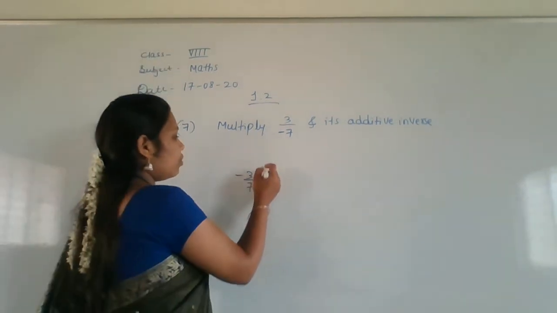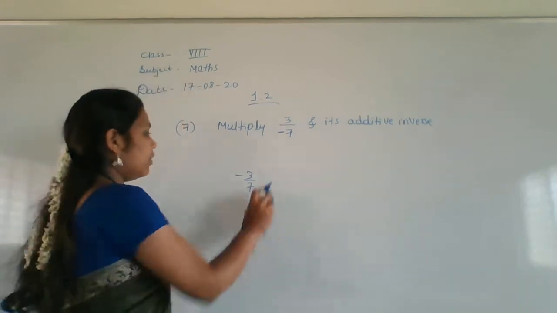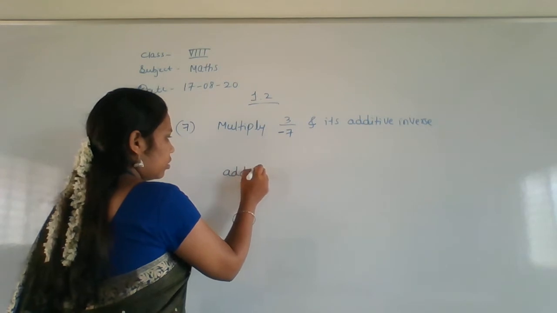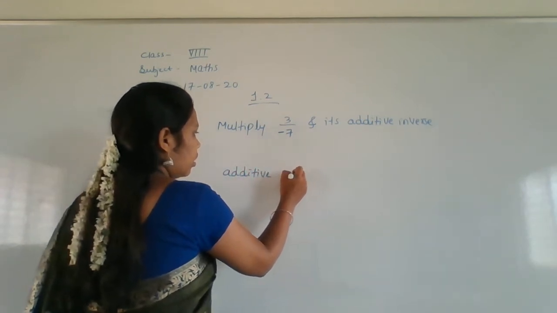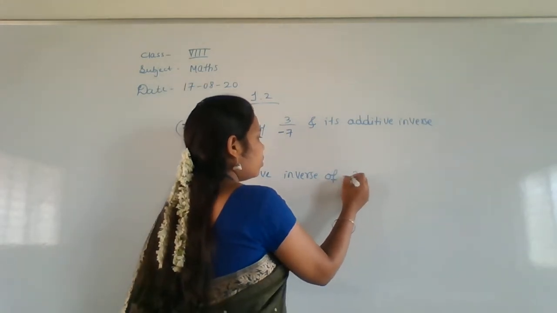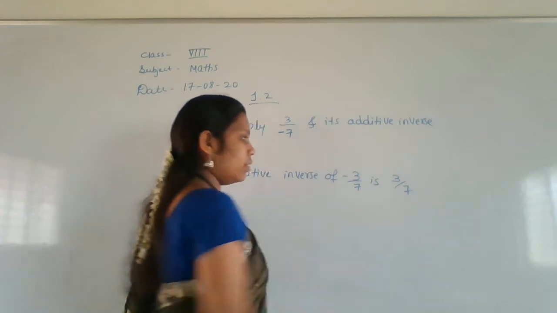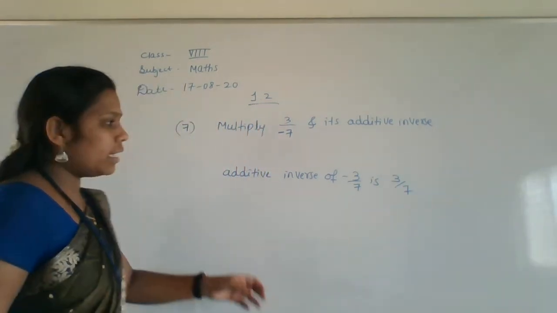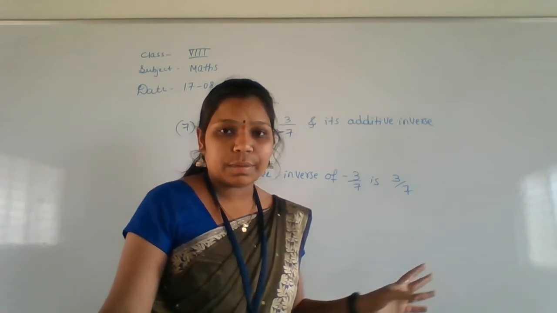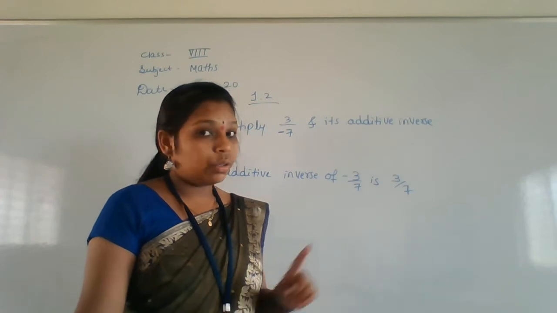Okay, so right here, the additive inverse of minus 3 by 7 is 3 by 7. Additive means minus 3 by 7 plus 3 by 7, you will get the 0 value only, because the additive identity is always 0, not the multiplicative one.